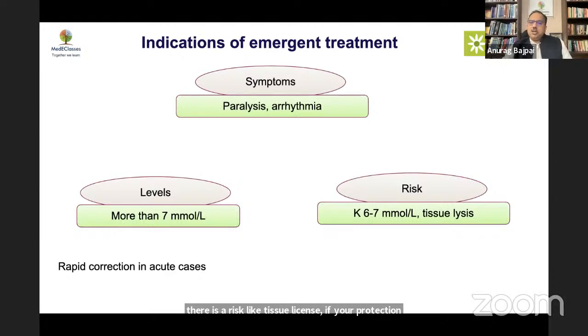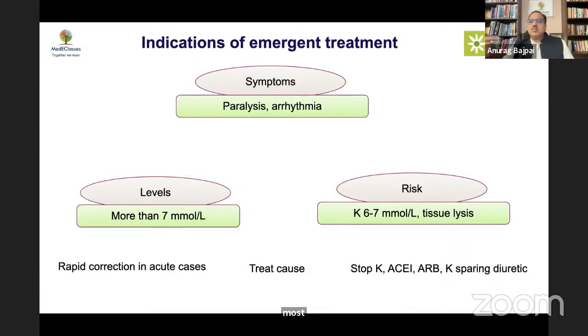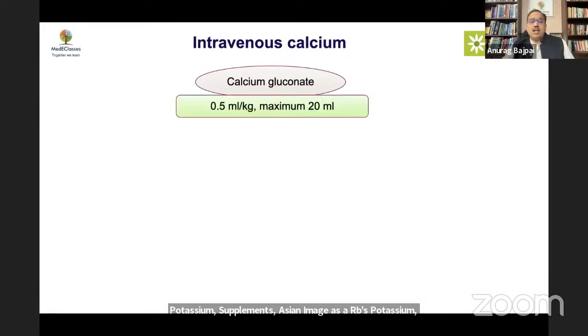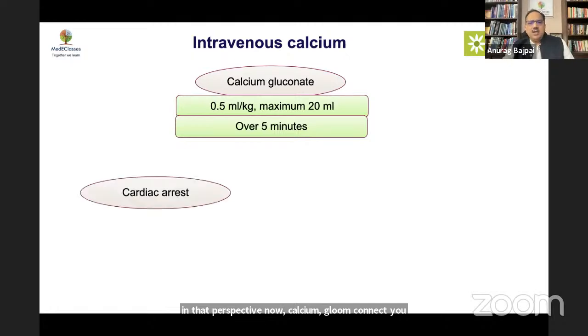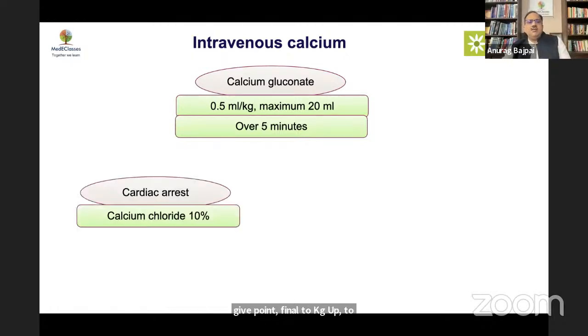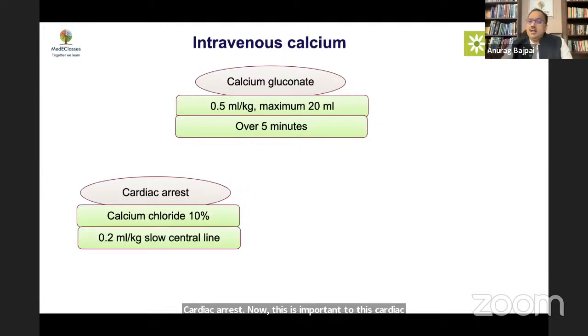Now, rapid correction, very importantly, should be given in acute cases. Treat the underlying cause, and most importantly, individuals who are on medications like potassium supplements, ACE inhibitors, ARBs, potassium-sparing diuretics, they should all, of course, be stopped. Now, calcium gluconate, you give 0.5 ml per kg up to 20 ml over 5 minutes as a slow infusion. If there is cardiac arrest, now this is important, calcium chloride may be more preferable in that scenario, and this has to be given using a central line.